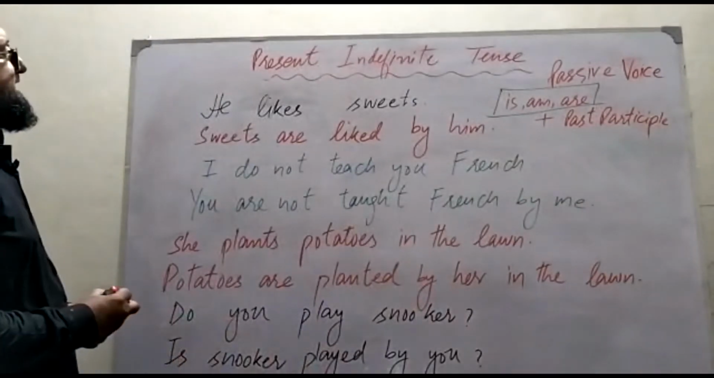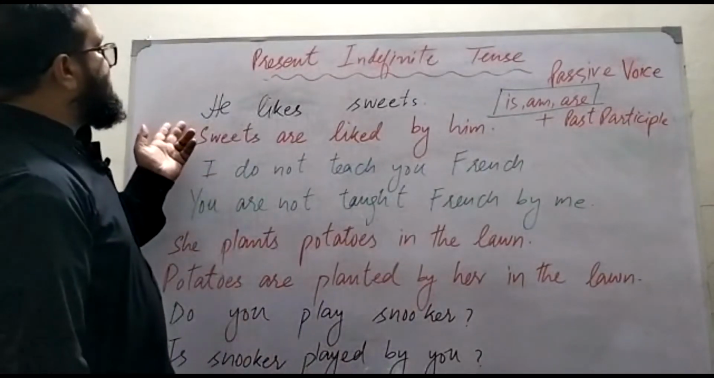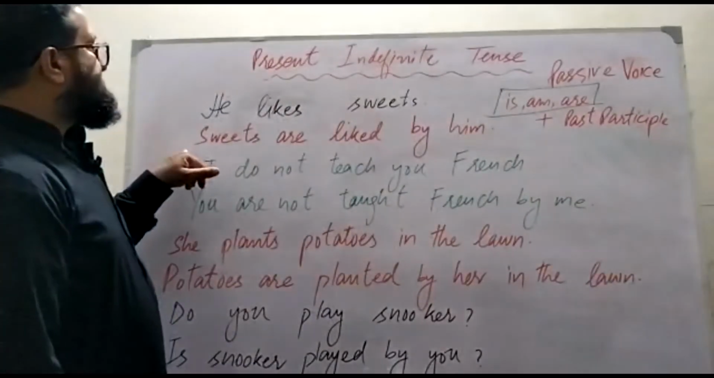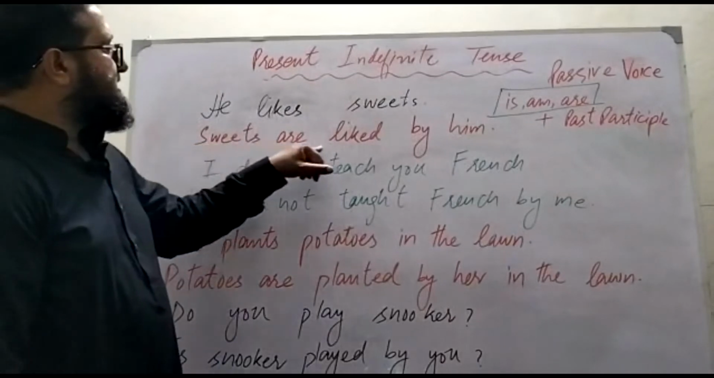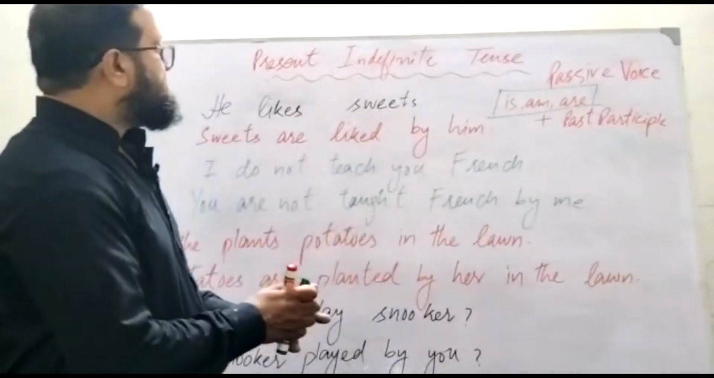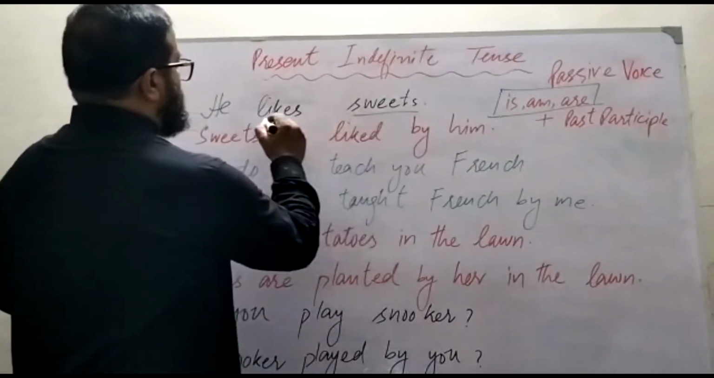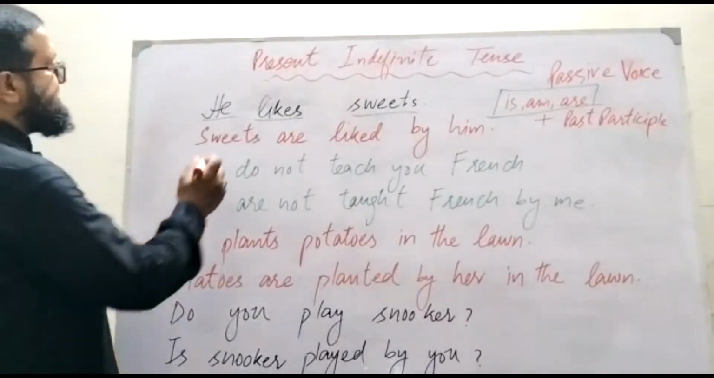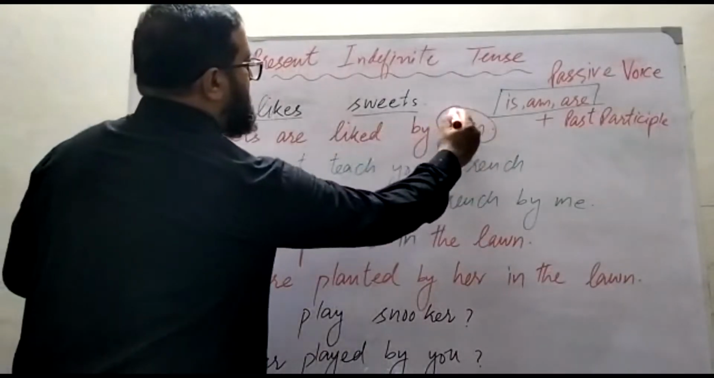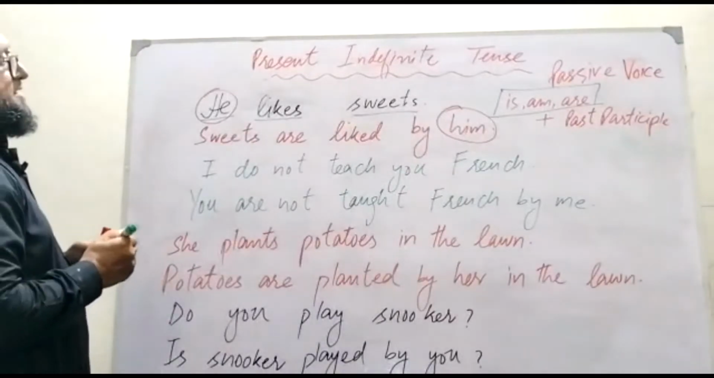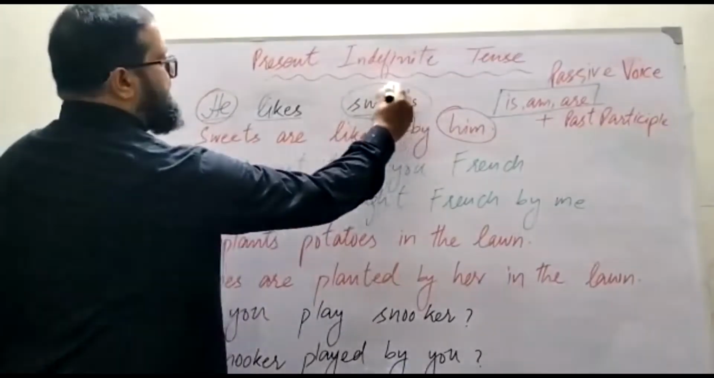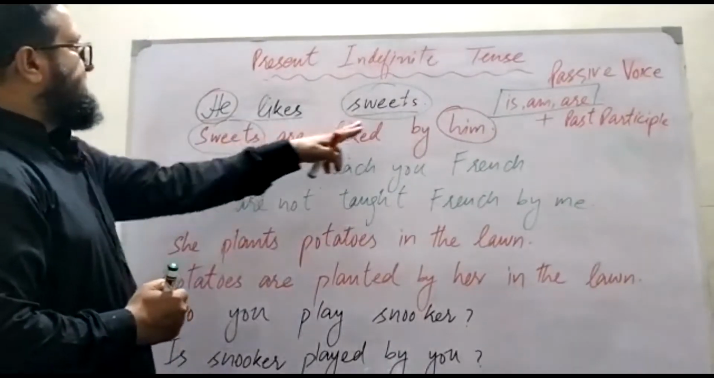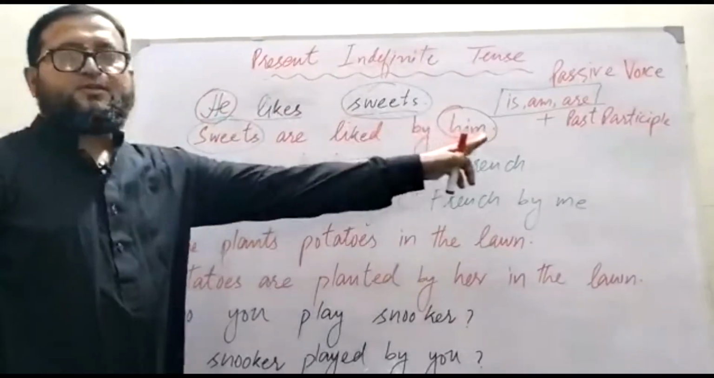Remember, the active form of a sentence in present indefinite tense is: he likes sweets. So its passive form will become: sweets are liked by him. So you see, this was the object, this is the verb, and this was the subject. The subject goes over there. And here it was the object. The object comes over here in the beginning, it becomes the subject in passive voice. Object becomes subject, subject becomes object.